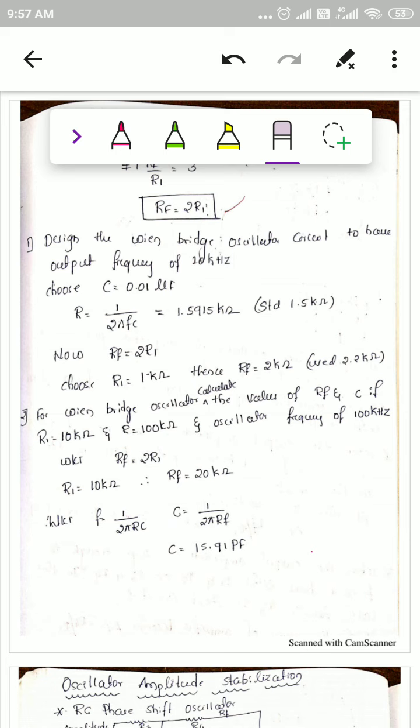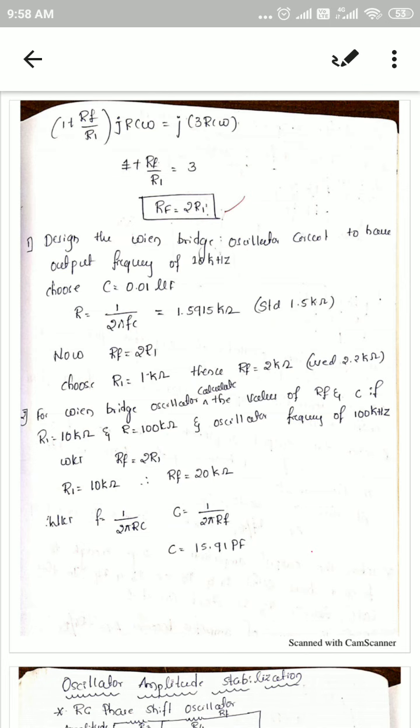You know that the equation for the frequency is f equals 1 divided by 2 pi RC. So you have to calculate R here. f is given, C is assumed, so calculate R, that is 1.591 kilo ohm. The standard value is 1.5 k. From the derivations we know that Rf is equal to 2 times R1. Let us choose R1 equal to 1 kilo ohm, so your Rf will be 2 kilo ohm. If you choose R1 equal to 10 kilo ohm, Rf will be 20 kilo ohm. Based on that, choose whatever values you need. That is the design of the Wien bridge oscillatory circuit.